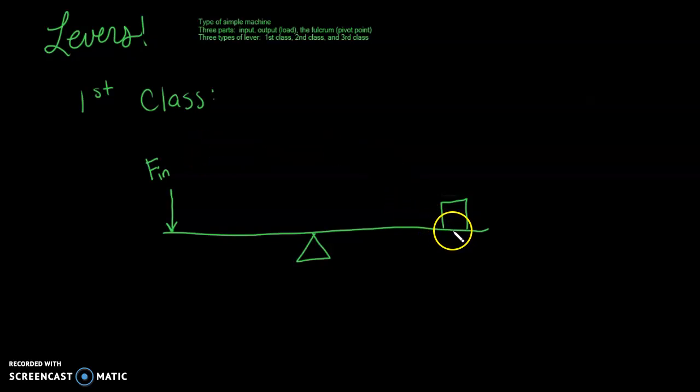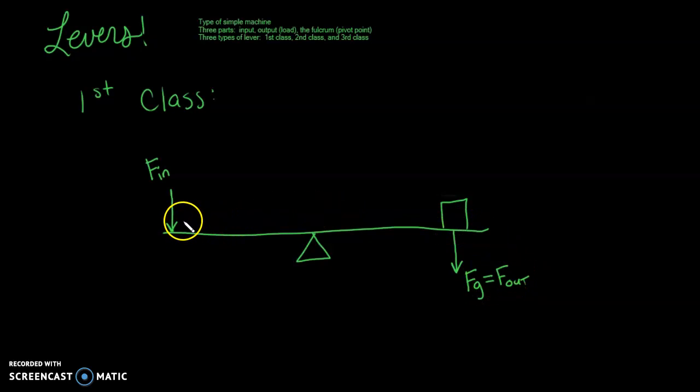Now the force on this box is going to be the force of gravity trying to pull that box down. So I have some forces, and this is going to equal the force out. So this is the force I need to apply to get this to move.